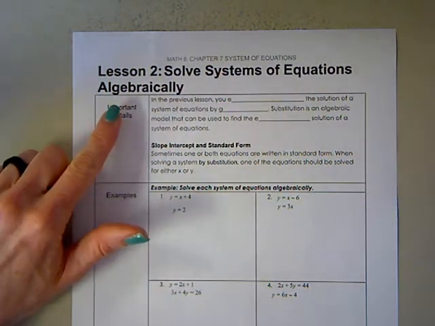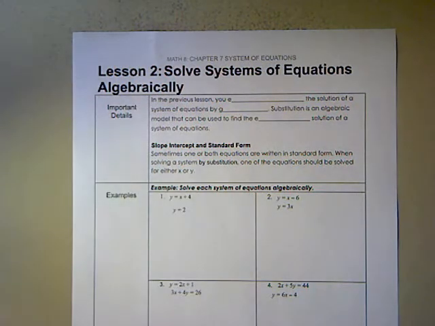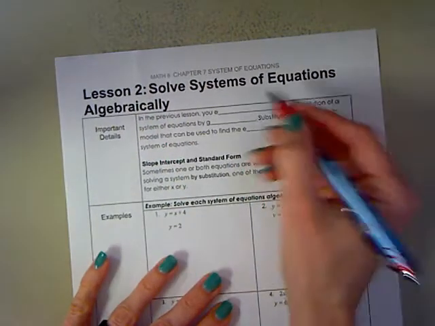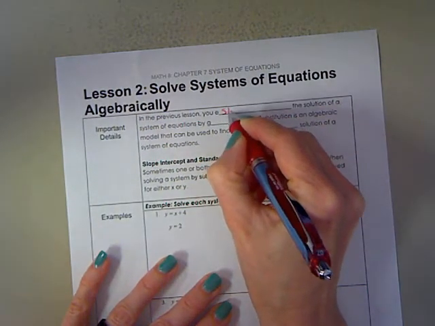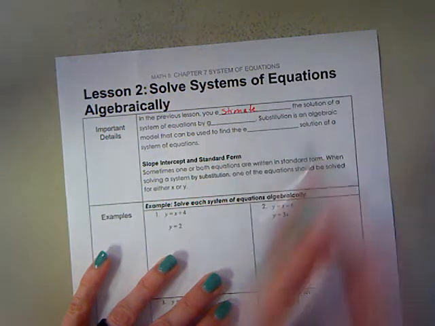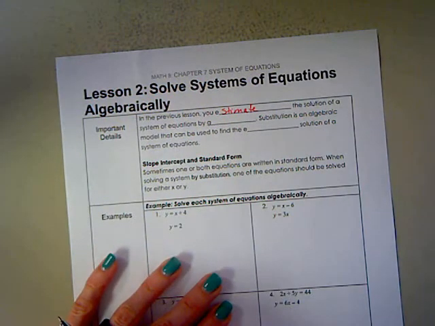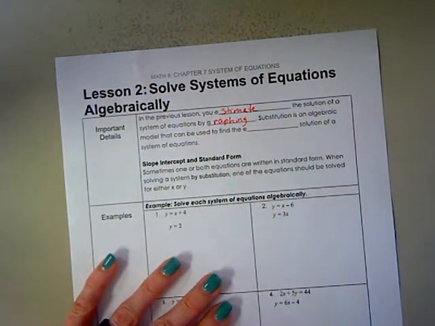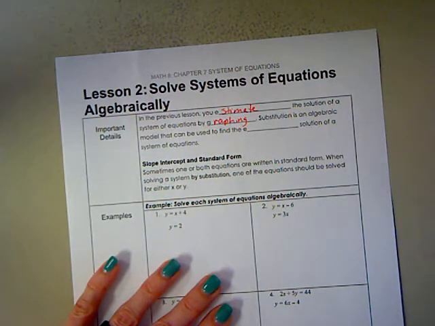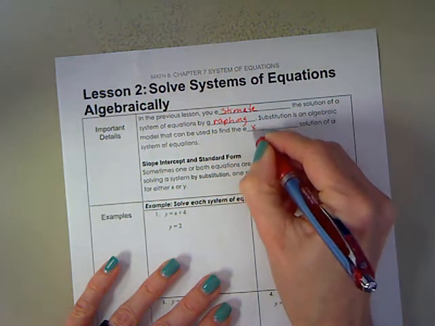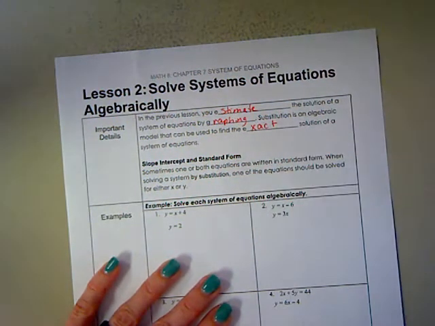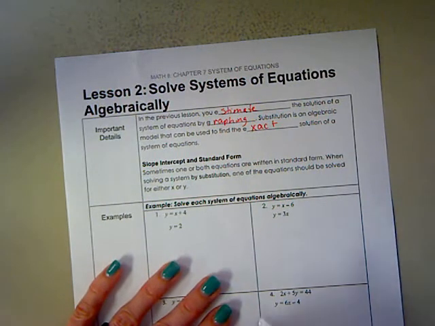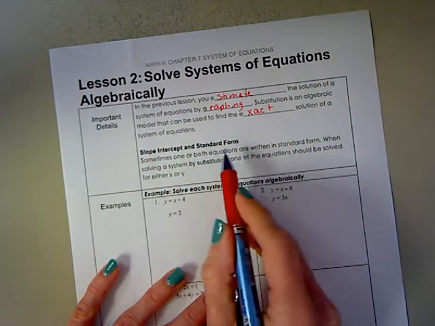Today we're doing Lesson 2, Solve Systems of Equations Algebraically. Okay, in the previous lesson, you estimated the solution of a system of equations by graphing. Sometimes we didn't have to estimate. Sometimes we got to see exactly where they intersected. But substitution is an algebraic model that can be used to find the exact solution of a system of equations every single time. Okay, couple things to remember.